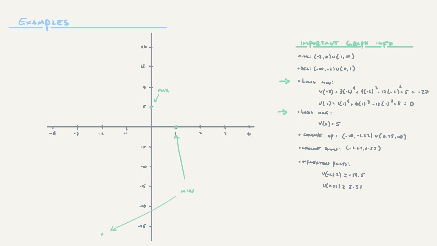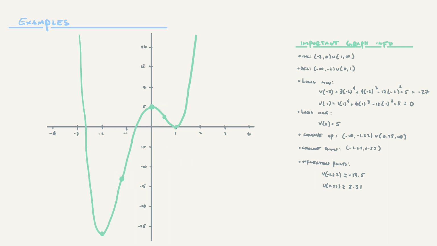Okay, so first I put on my extrema. I knew there was a max at (0, 5), and there were two minimums at (-2, -27) and (1, 0). So I went ahead and put those on there. By the way, notice that the Y scale is different than the X scale, so this thing is a little bit skewed, but I did that so that we could see the whole picture. Next, I placed the inflection points, and we know those are at -1.22, -13.5 approximately. That's this one, and then the other one was at 0.55 and 2.31.